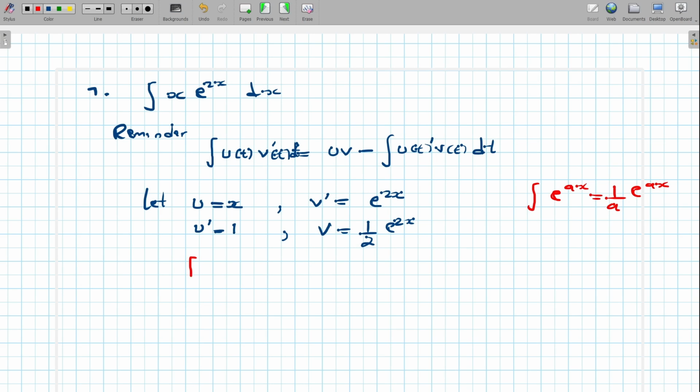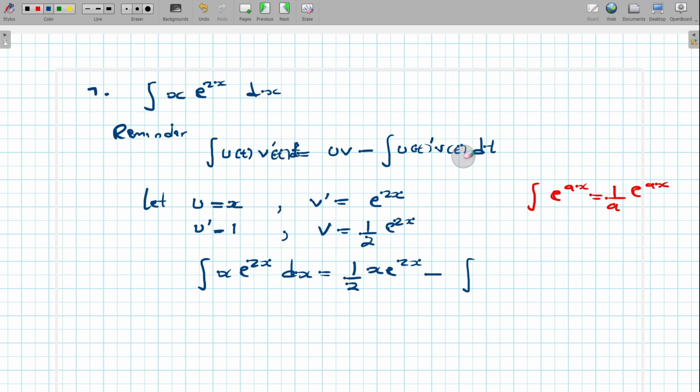So what we have here is the integral of x e to the power 2x dx, which is basically going to be equal to u multiplied by v. Now my u is x, and my v is 1 divided by 2 e to the power 2x. So what we're supposed to have here is 1 divided by 2 x e to the power 2x, like so, and then minus the integral of, now u prime.